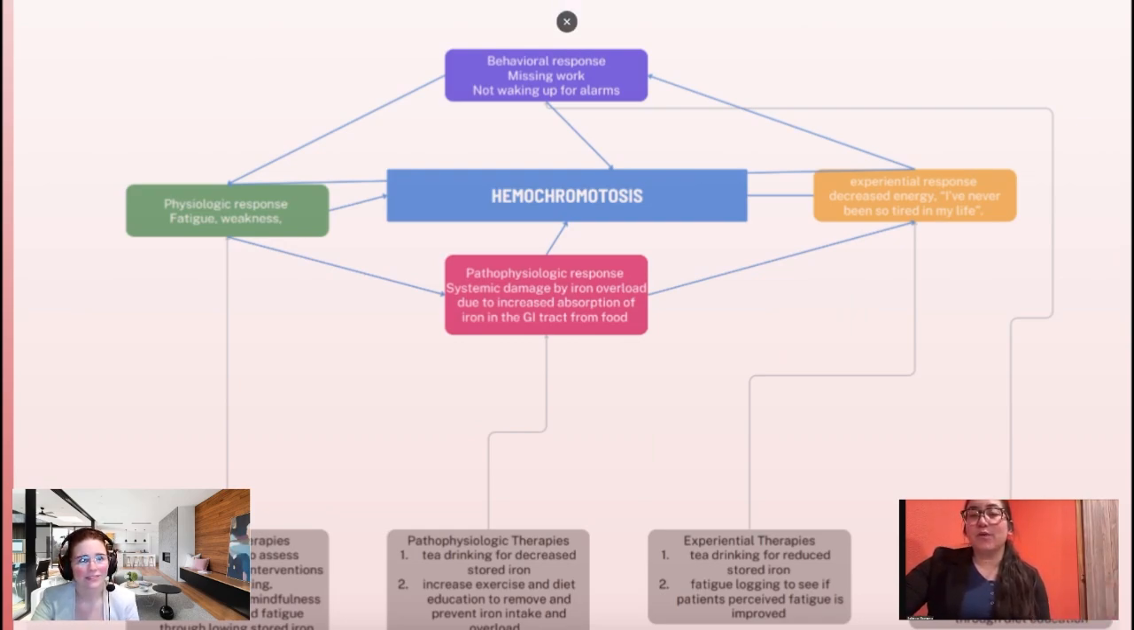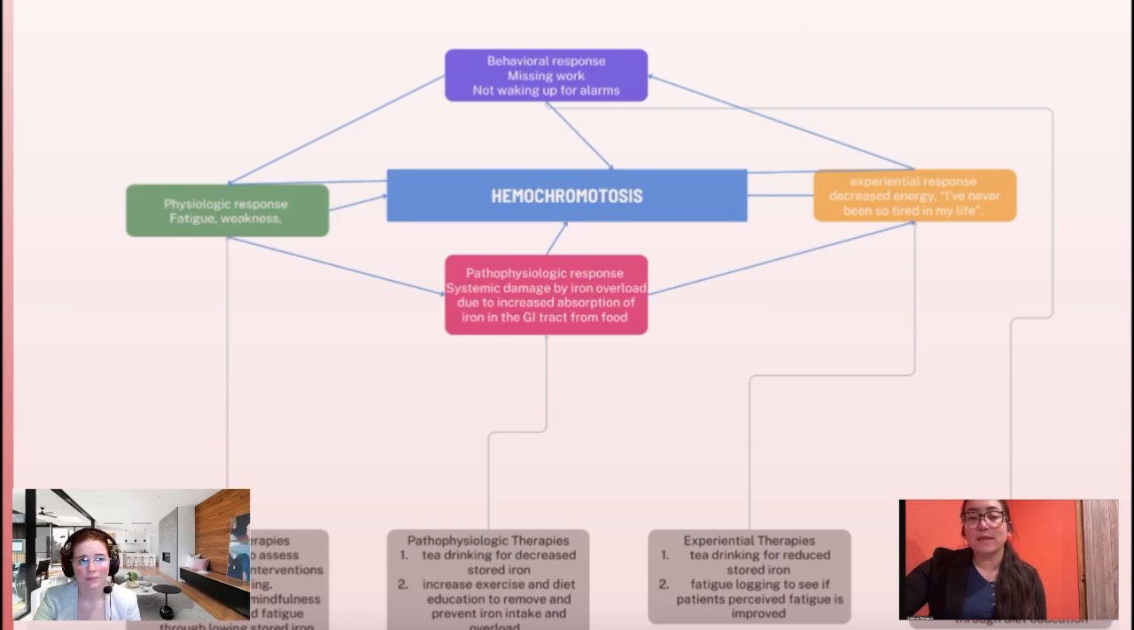Hemochromatosis causes iron overload in the body. This iron leads to systemic damage, which presents physically through weakness, fatigue, joint pain, skin changes, among other symptoms. Extreme fatigue leads to patients reporting changes in their lives, such as sleeping through alarms or missing work. Statements like, "I have never been so tired in my life," show that the patient is being impacted by this disease process and that they are not tolerating these changes well.